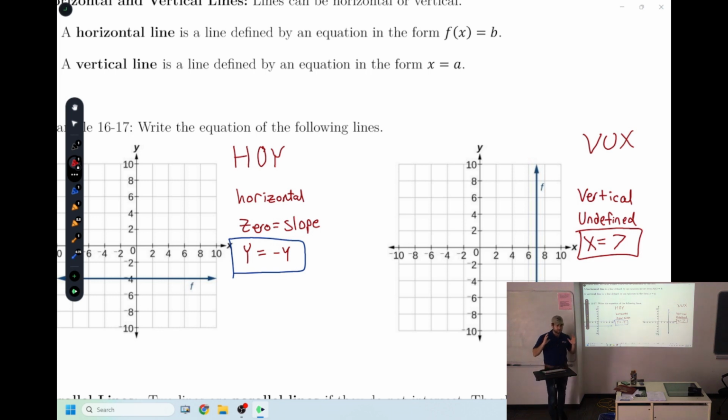So when you get to this part and there's one of these, just Hoivux. Try to think about hoi, and then you don't have to remember the word. Just hoi, horizontal, 0, y, cool.